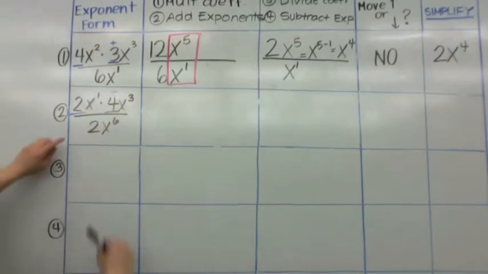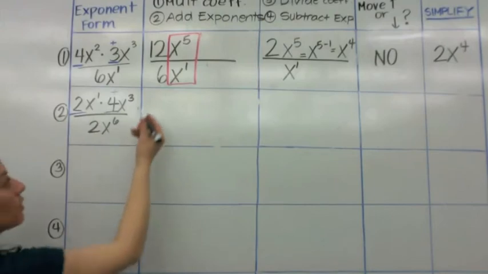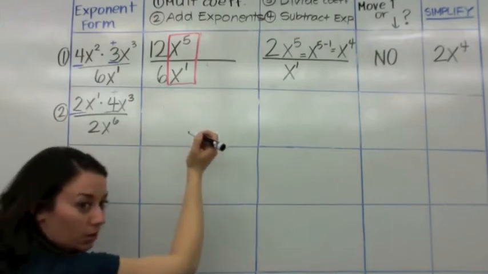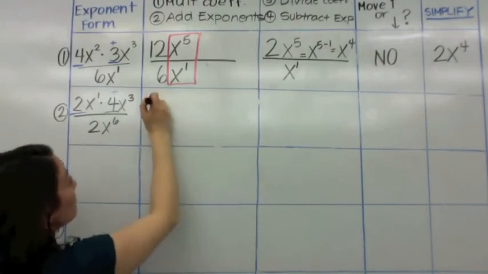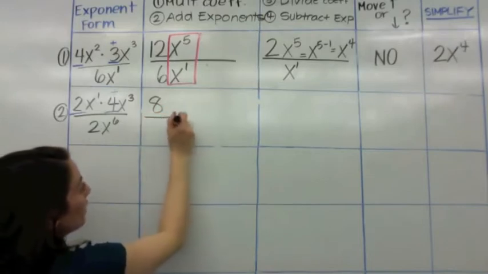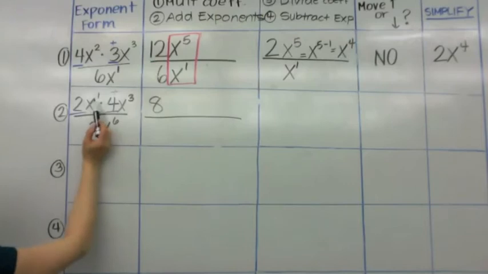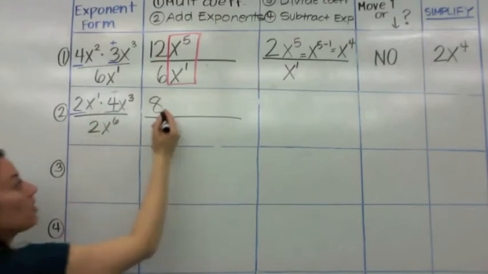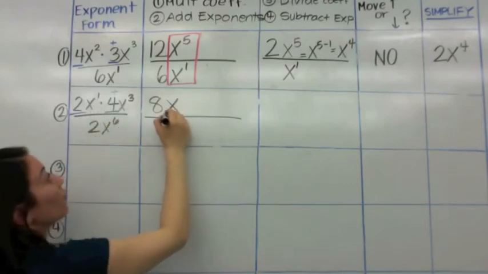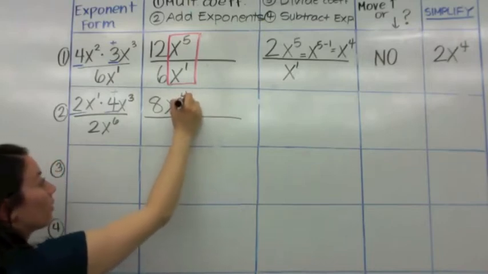So first we ask ourselves, what is 2 times 4? 2 times 4 is, what is it, Miss Dieter? 2 times 4? 8. Good job. Okay, so it's 8. Then we're going to put a division line. And then the second step is we're going to add the exponents. So we add the little numbers, which is 1 plus 3. 1 plus 3 is 4. So you get x to the power of 4.